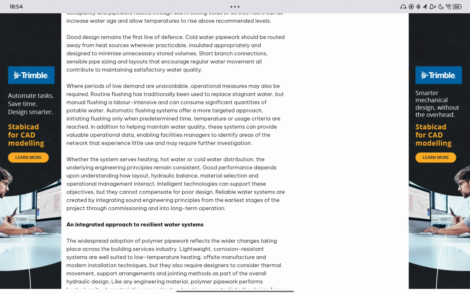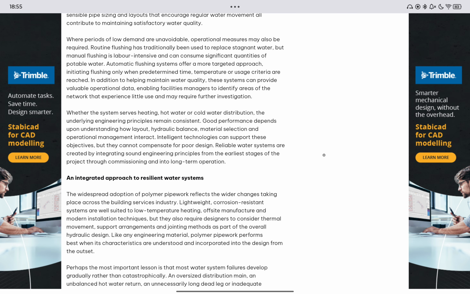Routine flushing has traditionally been used to replace stagnant water, but manual flushing is labour intensive and can consume significant quantities of potable water. Automatic flushing systems offer a more targeted approach, initiating flushing only when predetermined time, temperature or usage criteria are reached. In addition to helping maintain water quality, these systems can provide valuable operational data, enabling facilities managers to identify areas of the network that experience little use and may require further investigation.